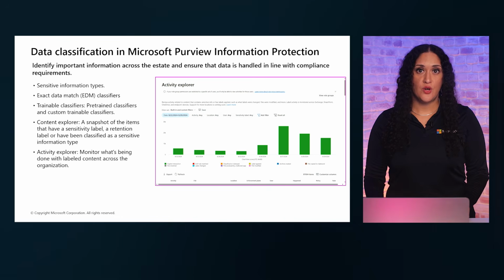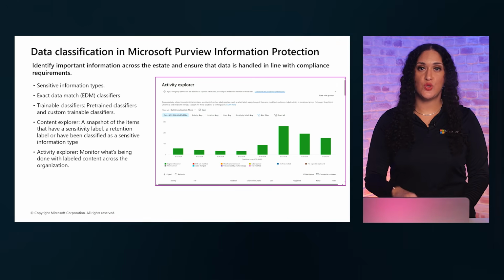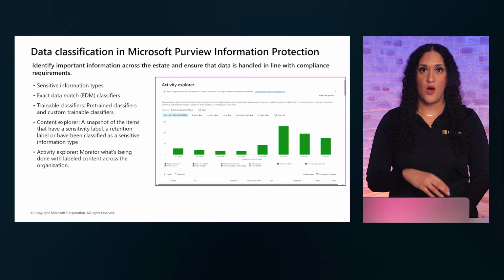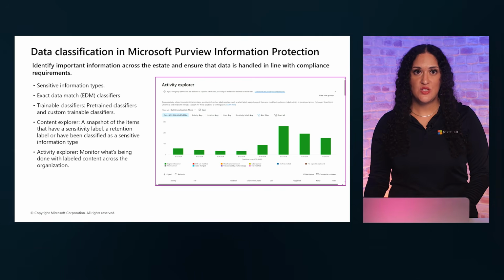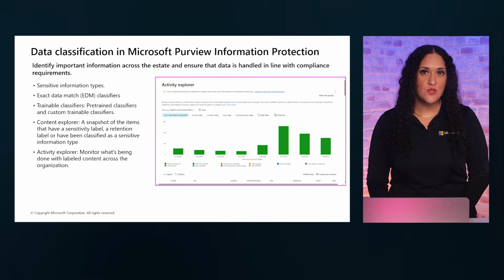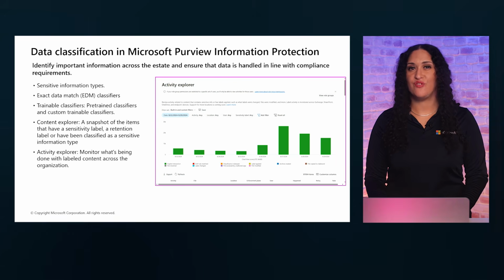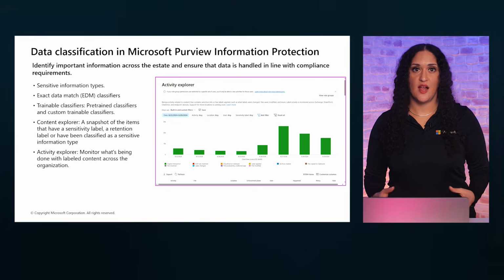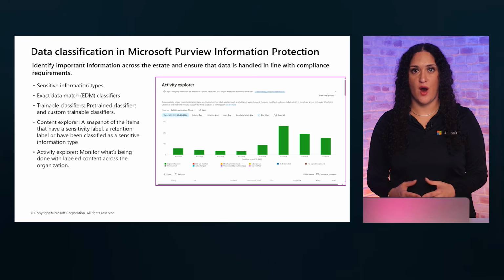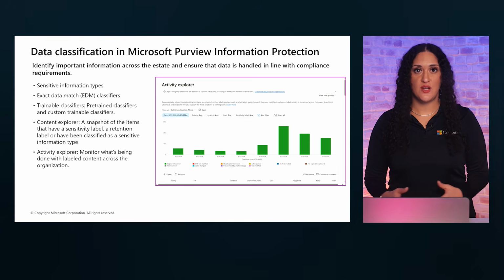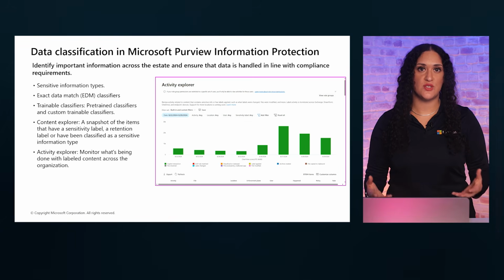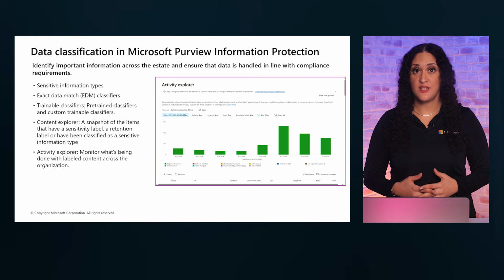The Activity Explorer complements this by showing what users are doing with sensitive data over time, such as labeling changes, sharing, or copying files, making it easier to spot risky behavior or validate that controls are working as intended. These insights help organizations meet compliance requirements, reduce the risk of data exposure, and make informed decisions about improving policies, all while enabling users to keep working productively with the right safeguards in place.